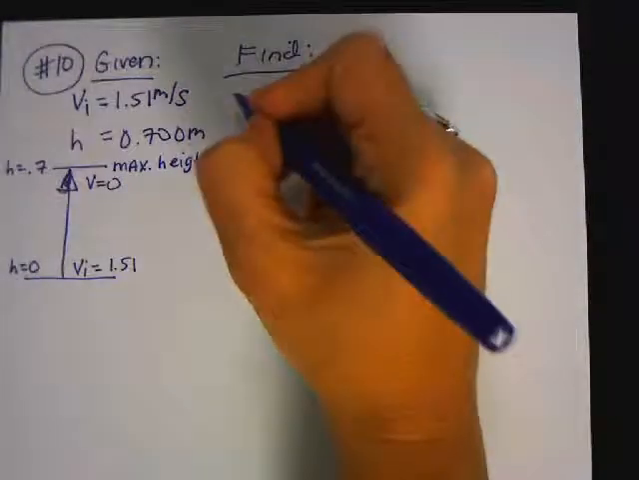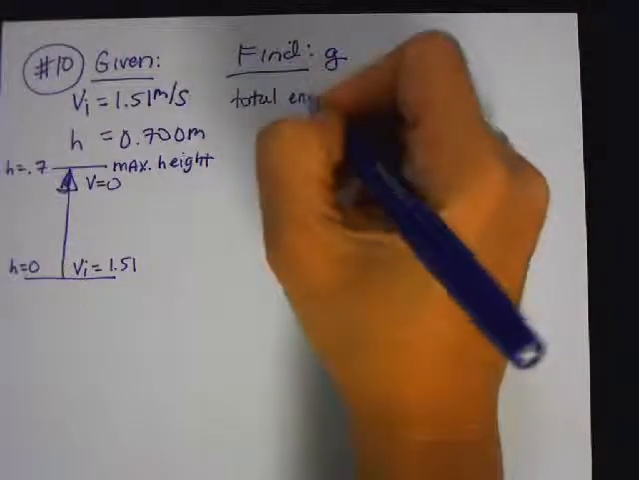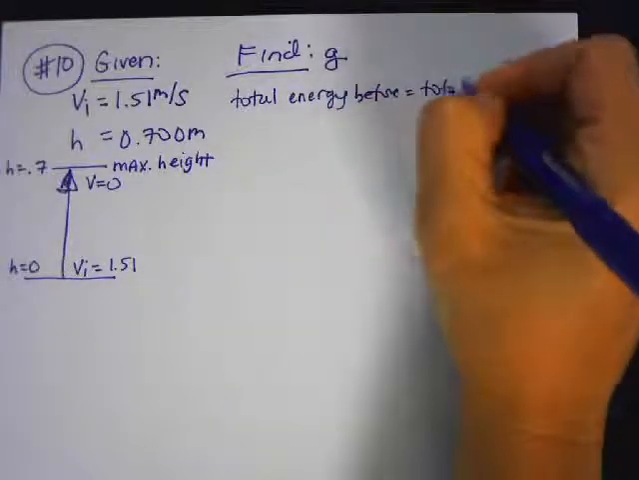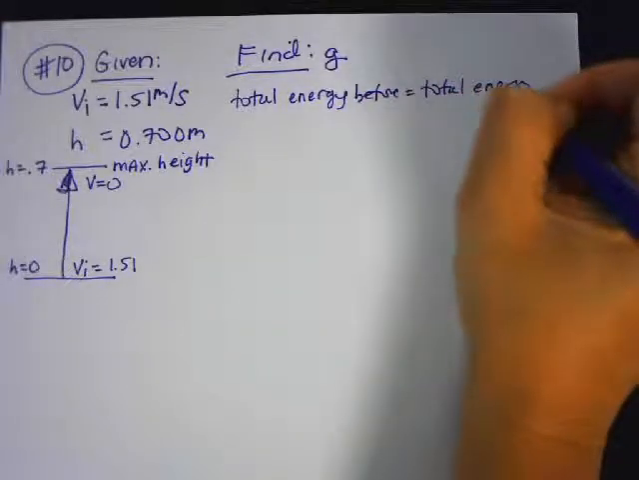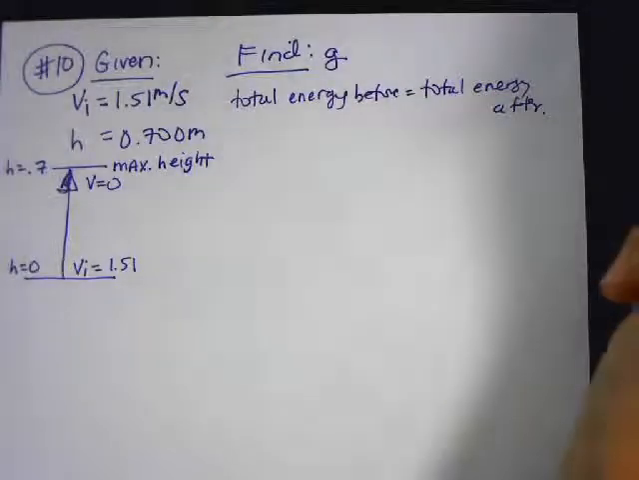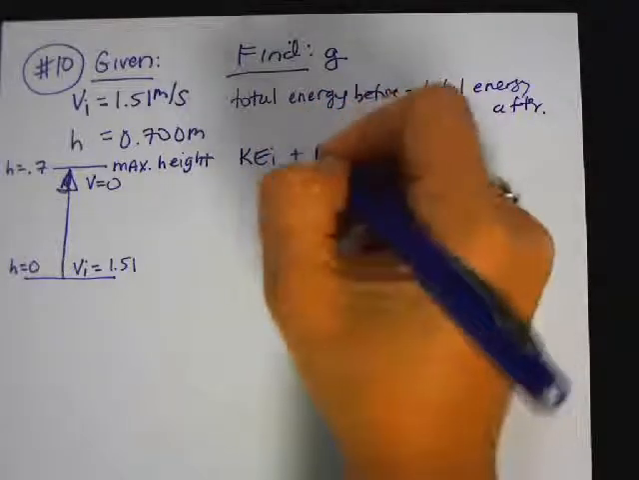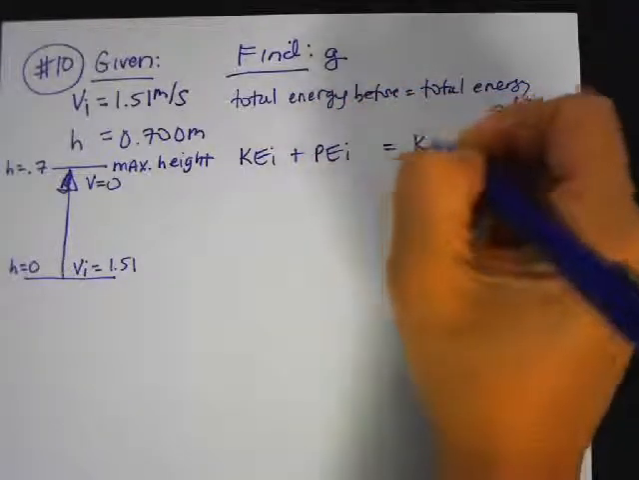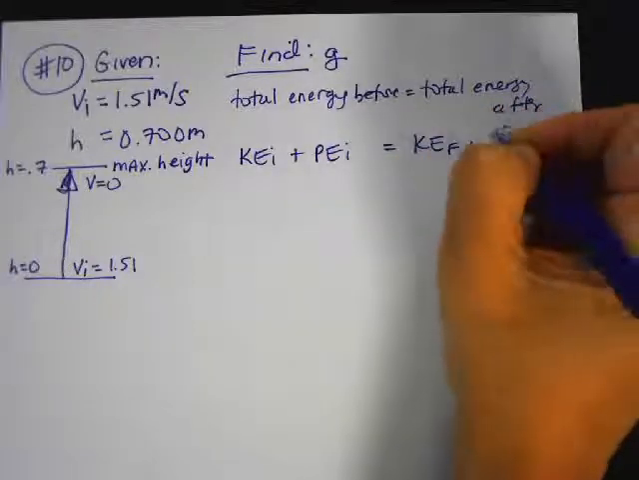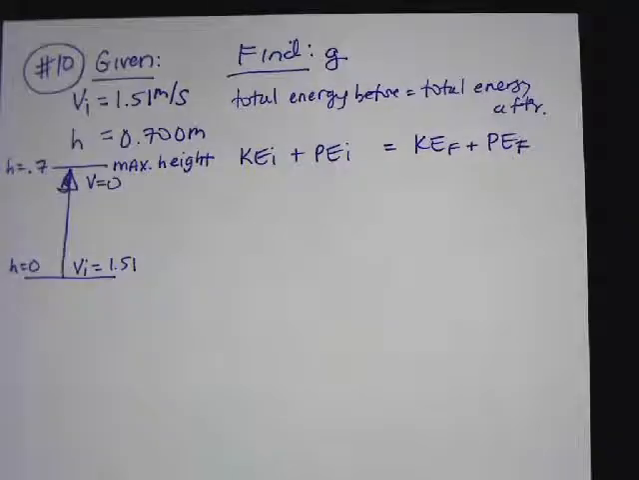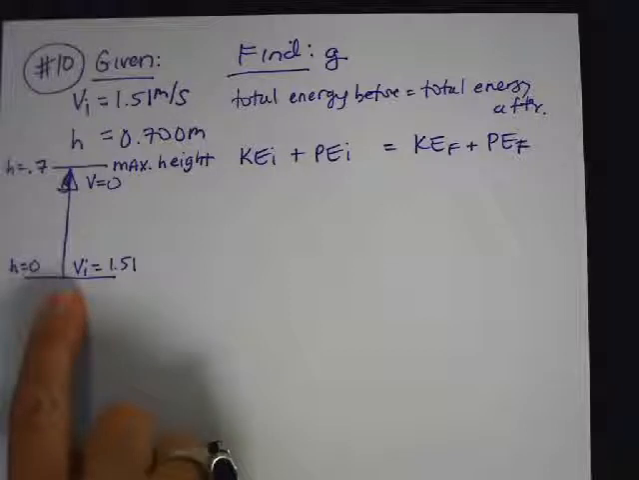The total energy before is equal to the total energy after. So the total energy before is a sum of the potential and kinetic. So KEI plus PEI is equal to KEF plus PEF. Now, before I start plugging in what's KE and PE and all that other stuff, let's think about what's going on. So down here in the beginning, he's on the ground.